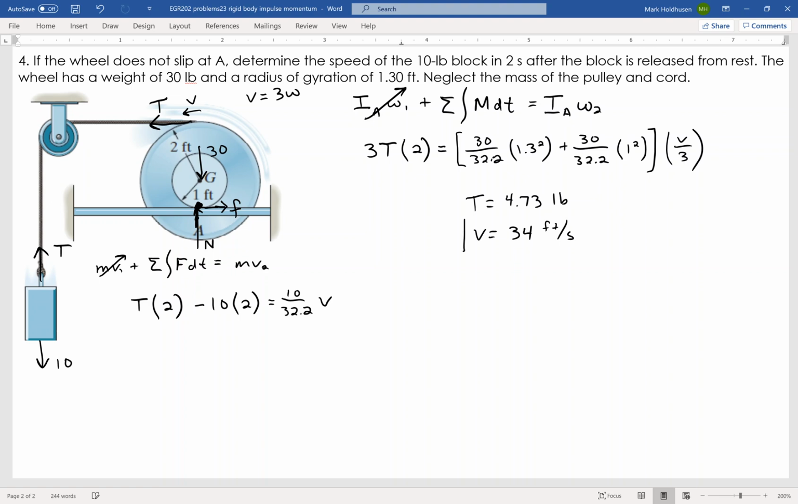feet per second. So again, the key thing here is recognizing that with rolling without slipping, I can do the angular momentum about that point of contact, because there's no motion at that point and I have a point of pure rotation. I just have to be careful with my moment of inertia when doing that.